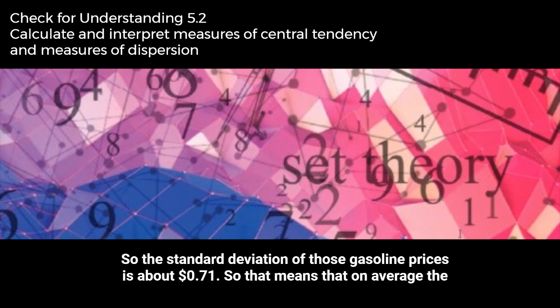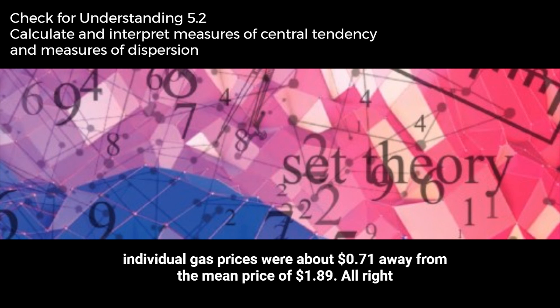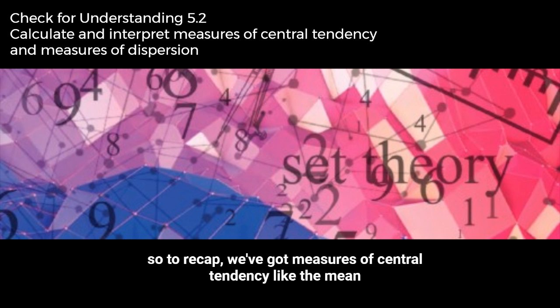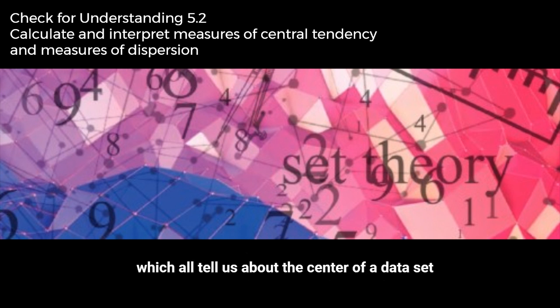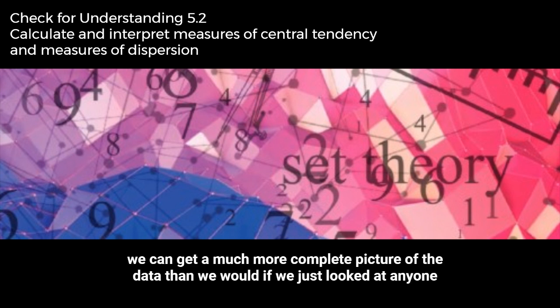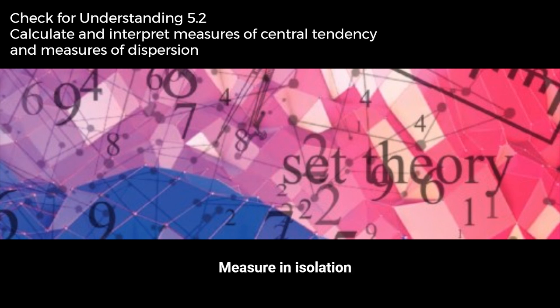So that means that on average, the individual gas prices were about 71 cents away from the mean price of $1.89. Precisely. All right, so to recap, we've got measures of central tendency like the mean, the median, the mode, and the mid-range, which all tell us about the center of a data set. And then we have measures of dispersion like the range and the standard deviation, which tell us how spread out the data is. And by using these measures together, we can get a much more complete picture of the data than we would if we just looked at any one measure in isolation.